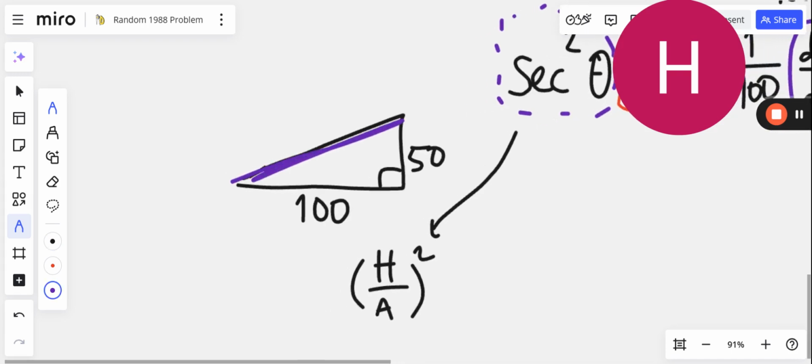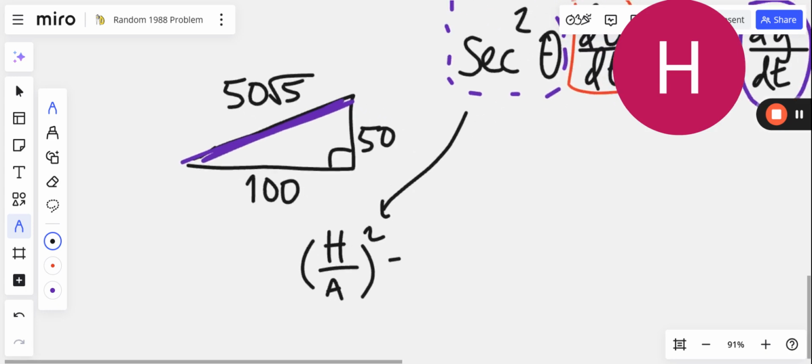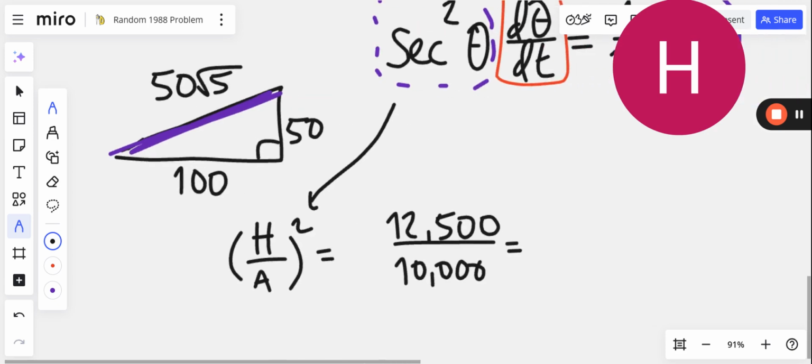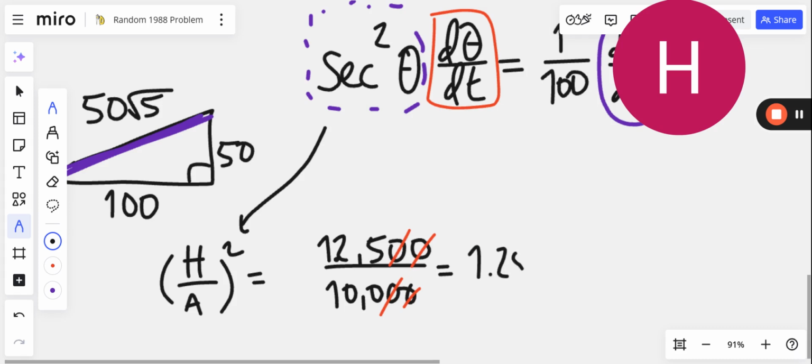So we need this hypotenuse. Remember, we determined that it was 50 root 5. Yeah, because the 10 came out, the 5 came out, and we still have a 5. So this is basically going to be the hypotenuse squared. Okay, that's easy, which is 12,500 over the adjacent squared, which is 100 squared. That's 10,000. So just cancel some zeros, just go crazy with the zero canceling. And so this is going to be 1.25. Or 5 over 4, if you want.